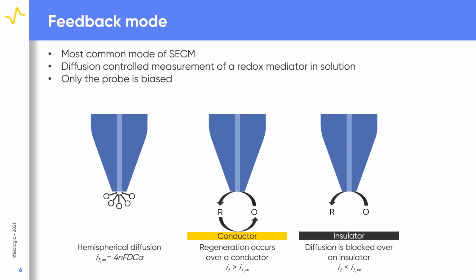When the probe is instead near an insulating or inactive sample, the diffusion of the redox mediator to the probe is blocked. This causes the concentration of mediator available to the probe to be lower over an insulator than in bulk solution. The result is a lower current measured over an insulator.